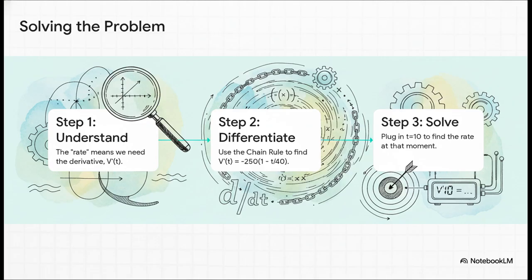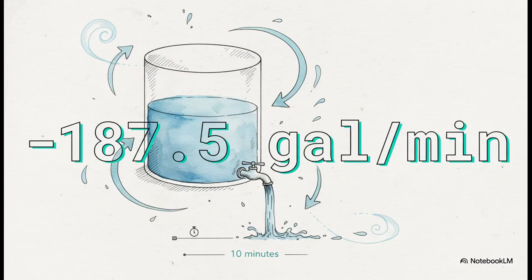And the process for solving this is beautifully logical. First, we have to understand the request. See the word rate, know that means we need the derivative V prime of t. Step 2, we differentiate the function. Now, this one's a little complex. It's a function inside of another function. So we're going to use a technique called the chain rule to get the job done. And then finally, step 3, we solve. We just plug our specific time, t equals 10, into that new derivative function we just found. And there it is. At exactly 10 minutes, the tank is draining at a rate of 187.5 gallons per minute.